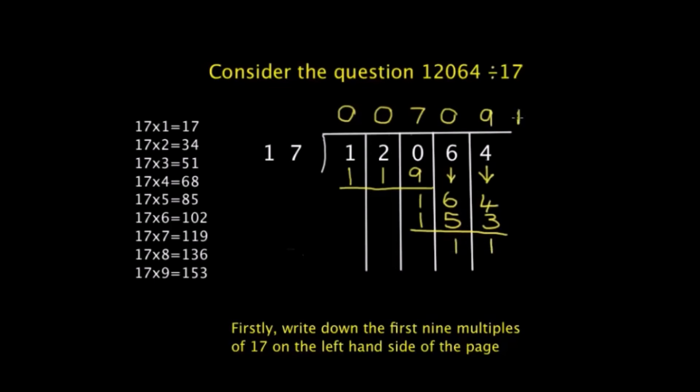The full sum completed is 12,064 divided by 17 gives us a quotient of 709 with a remainder of 11. Long division, nothing more than subtraction, and you can do the subtraction very easily once you've written out the first 9 multiples of the divisor.